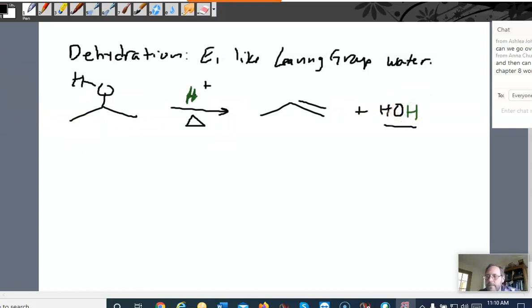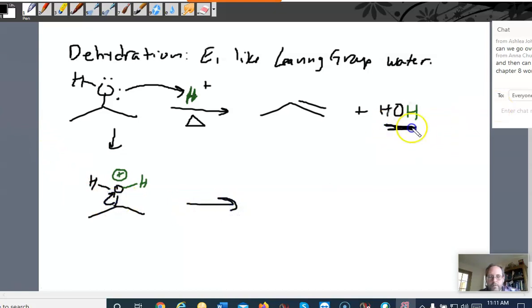Okay, so the first step is the oxygen, with its lone pairs, protonates. Form a water molecule as a plus charge. So this is going to leave to form your water molecule, which we just formed here, plus a carbocation.